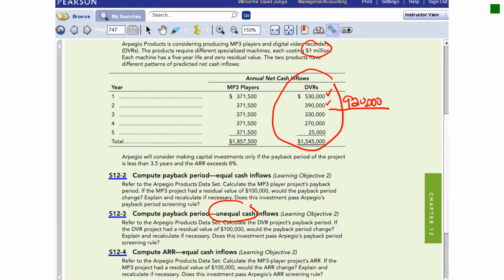So what you do is you take that difference of $80,000 and you're going to divide that by 330. That's the cash flow coming in from the next year. And whatever fraction that is, you're going to add that to 2 because it's 1, 2 plus whatever that fraction is. And that would be your expected payback period for unequal cash flows.